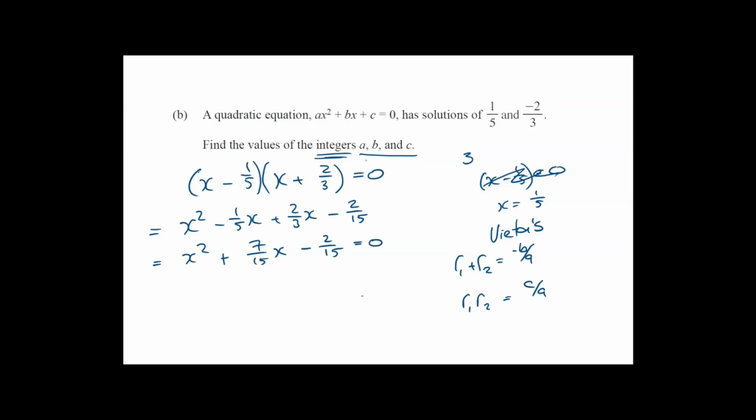They want it as integers. So what is a quadratic which would have the same solutions, the same roots, but doesn't have these fractions.